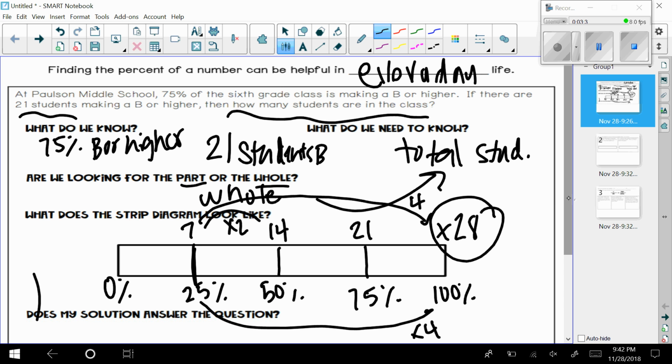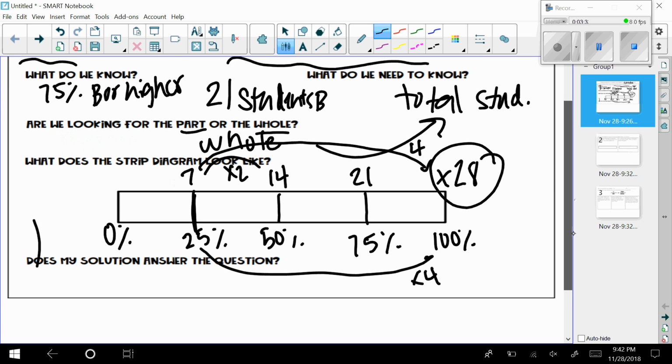And the question then asked, does that make sense? Well, yeah, why does it make sense? Because 28 is more than, I mean, more than the 21, right? But it's reasonable that 75% was 21 and just went up a little bit to give us our 28 students.